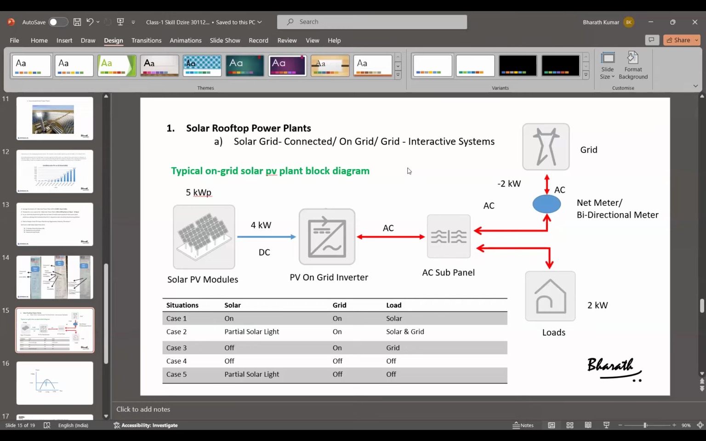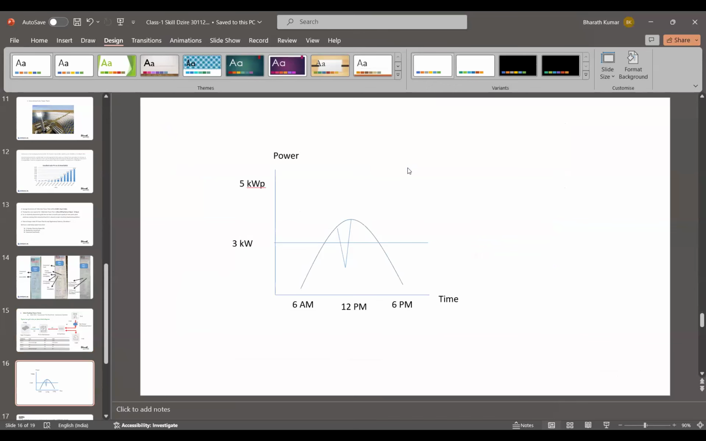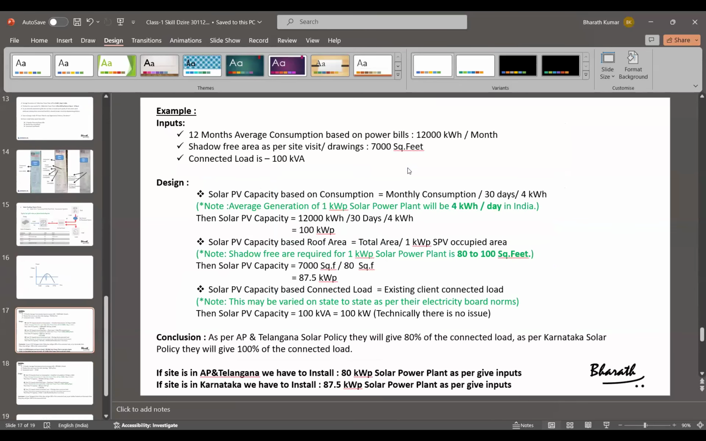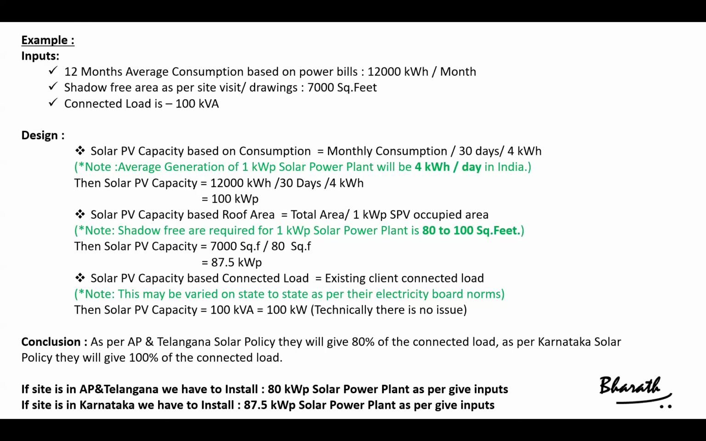Okay. For backup, other systems are there. That is off-grid systems. In coming sections, I will explain. Off-grid and hybrid are also there. Okay. And you can see this is an example. If you want to design a solar power plant, for example, for your school.